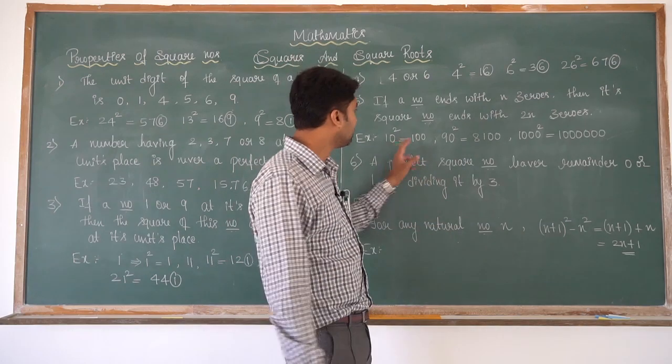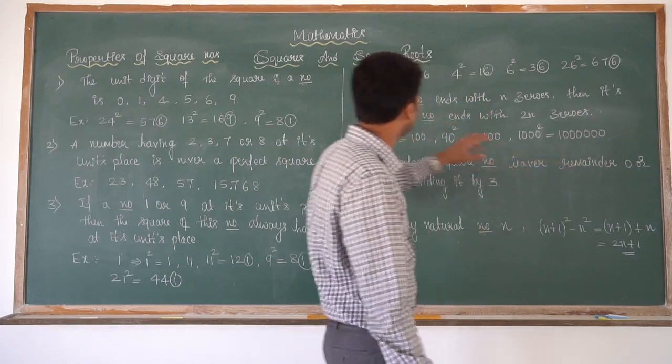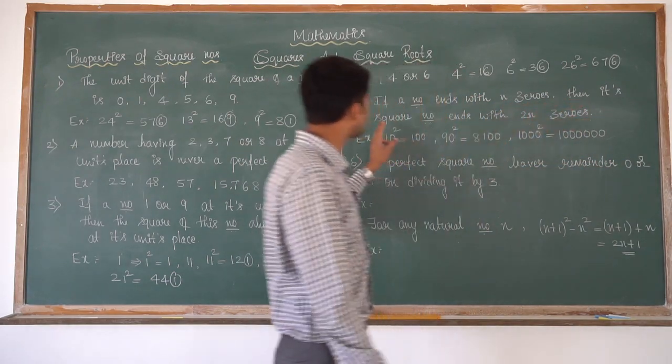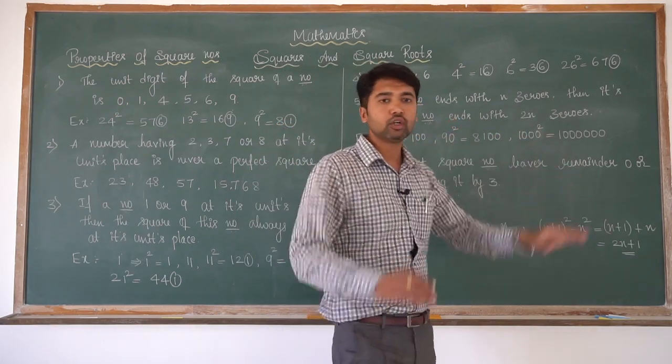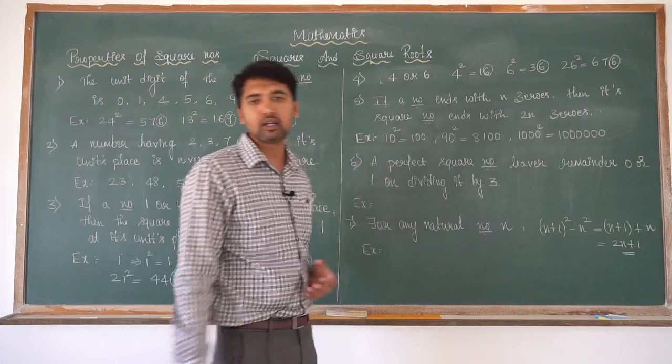Understood? So if 1 then 2, if 3 then 6. That is why we have made a statement here, if a number ends with n zeros, then its square ends with 2n zeros, twice the number of zeros we have in the number.